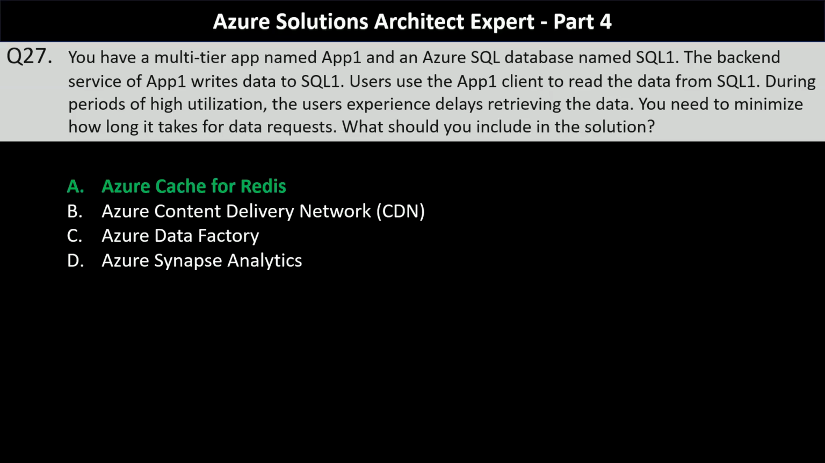Now let's understand why other options are incorrect. Azure Content Delivery Network is used for delivering static content, which is images or videos, from globally distributed servers. It is not designed for improving performance of database-driven applications. Azure Data Factory is a data integration service that automates data movement and transformation between sources. It's not relevant for caching or minimizing database query response times. And Azure Synapse Analytics is designed for large-scale data analysis and business intelligence, which is OLAP, which is not suited for low latency, high-speed transactional data access, which is OLTP, as required in this case.